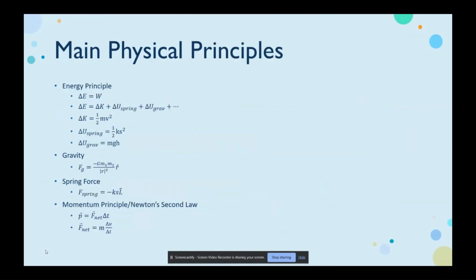One of the main physical principles evident in this lab is the energy principle, which states that the total change in energy in a system is equal to the work done on the system. The total change in energy is composed of all the changes in the different types of energies in the system, which in our case is kinetic energy, calculated by having the mass times the squared speed, the spring potential energy, calculated by having the spring constant times the square displacement from the equilibrium position, and the gravitational potential energy, which is calculated by multiplying the mass, change in height, and acceleration due to gravity.